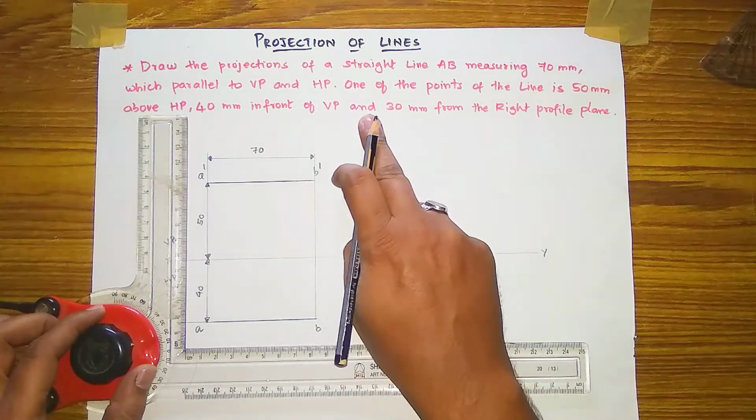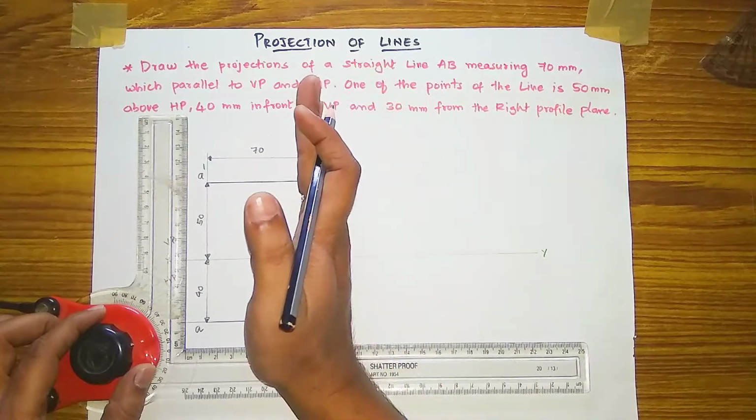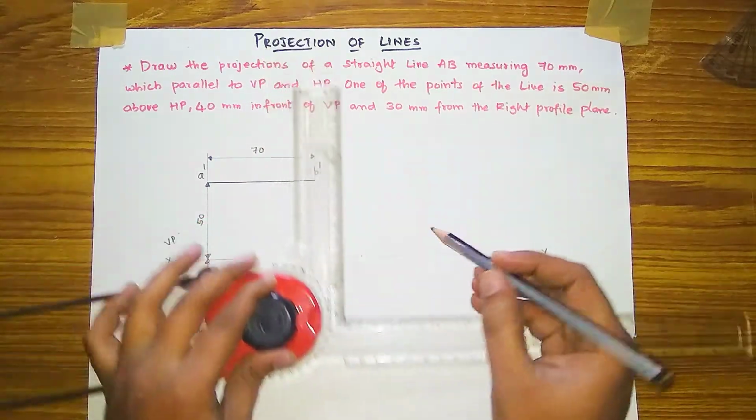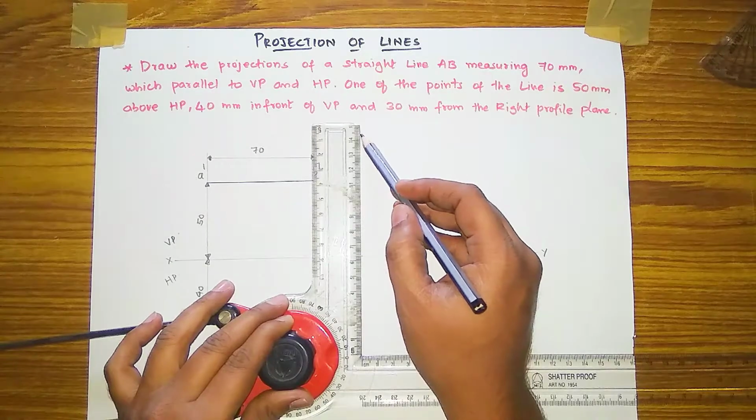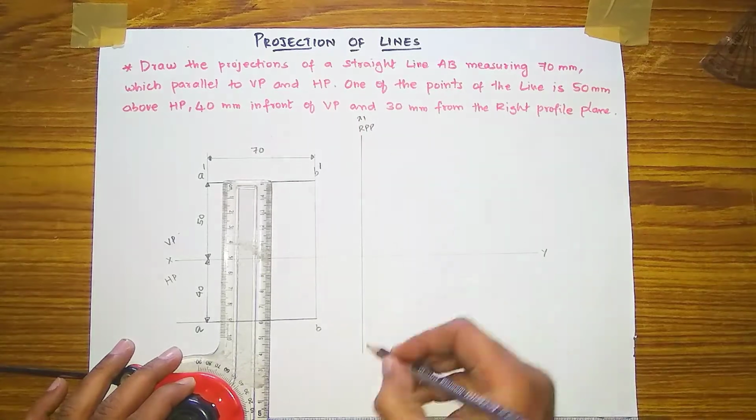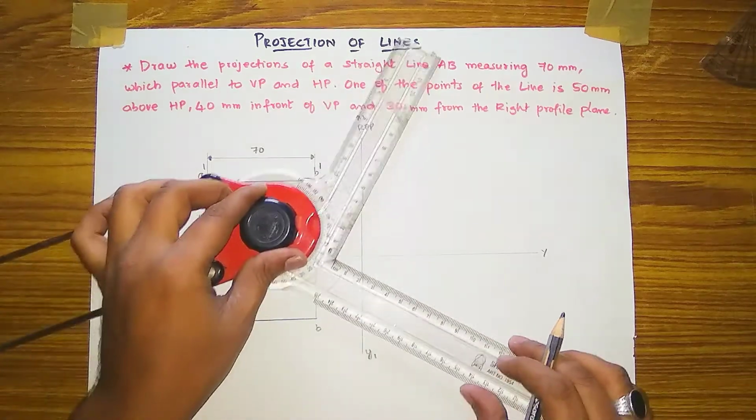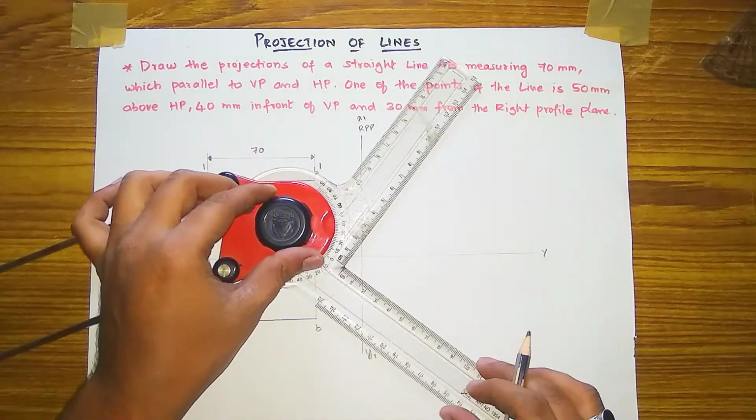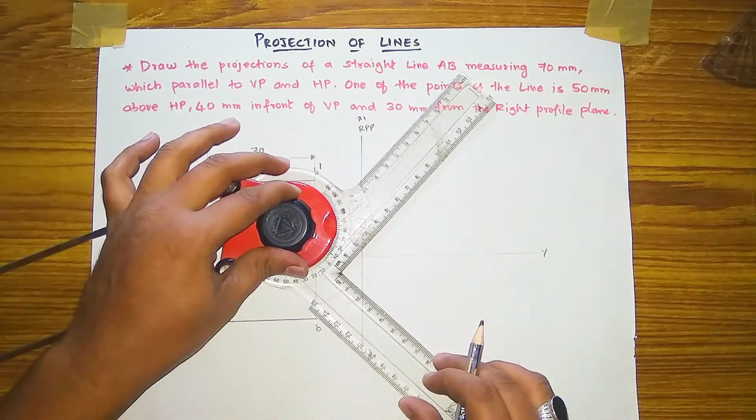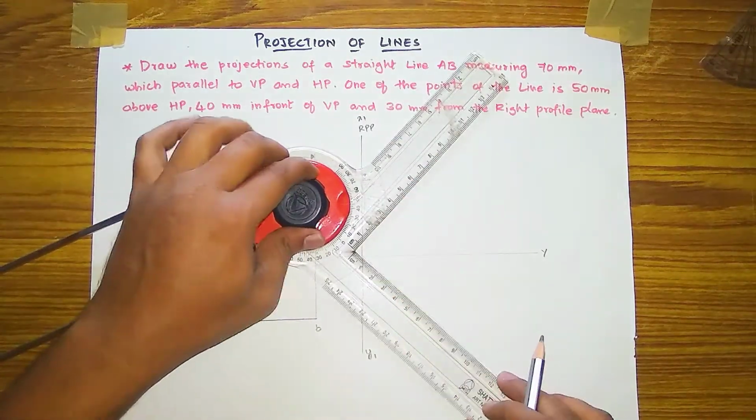Then one more distance we have given you, 30 mm from the right profile plane. From the right profile plane till this projector you have a distance of 30 mm. So from here you have to take a 30 mm distance, take a point and draw a right profile plane like this, okay, and this will be the right profile plane X1 Y1. You have to label it also. Then after drawing the right profile plane, you have to adjust your mini drafter, or you can take your protractor to a 45 degree angle, and from the right profile plane you have to draw a 45 degree line like this.